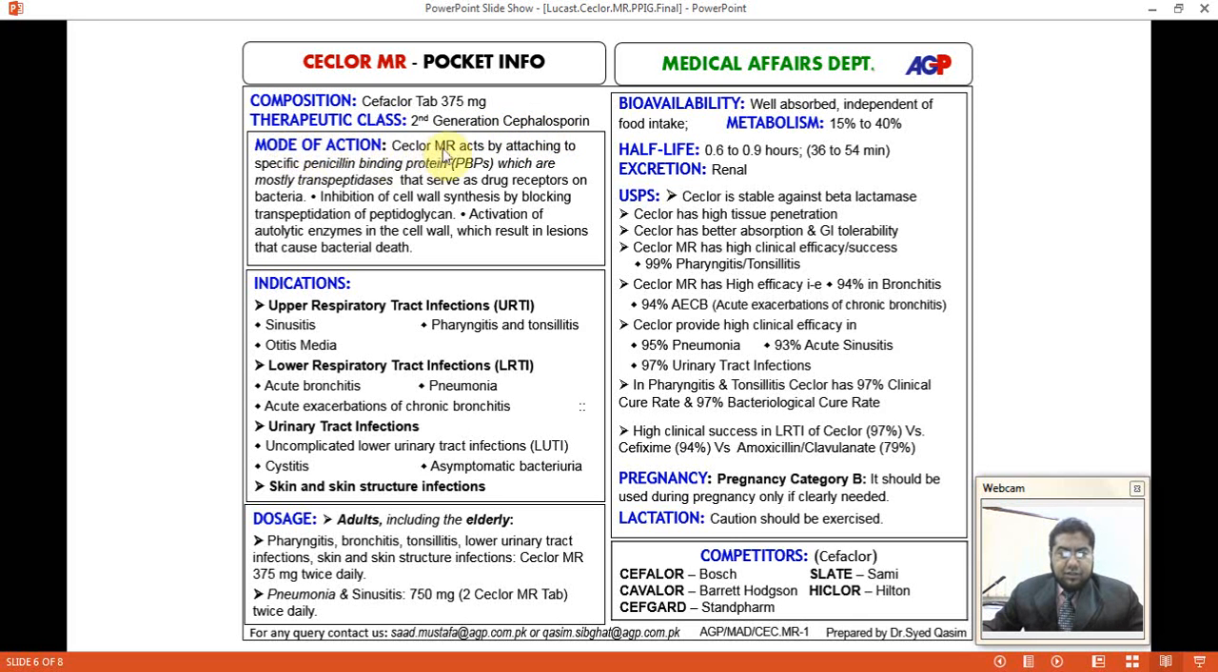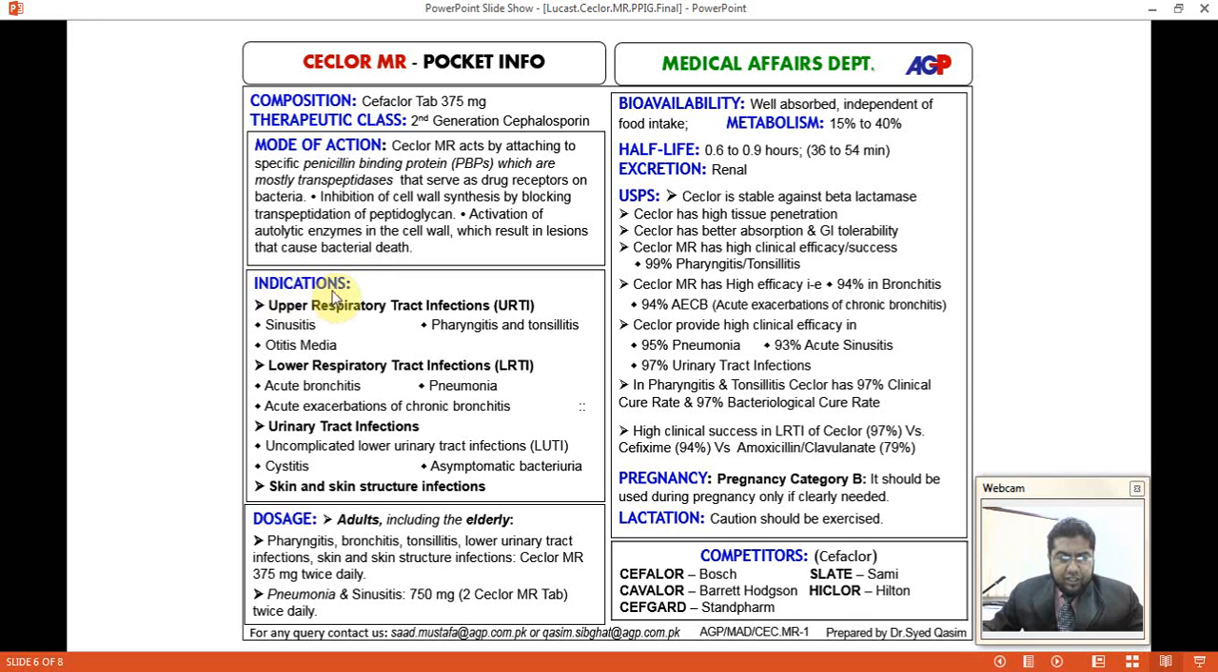Mode of action: Ceclor-MR acts by attaching to the specific penicillin binding protein, which are mostly transpeptidase that serve as a drug receptor on bacteria. Inhibition of cell wall synthesis by blocking transpeptidation of peptidoglycan. Activation of autolytic enzyme in the cell wall, which results in the lesion that causes bacterial death.